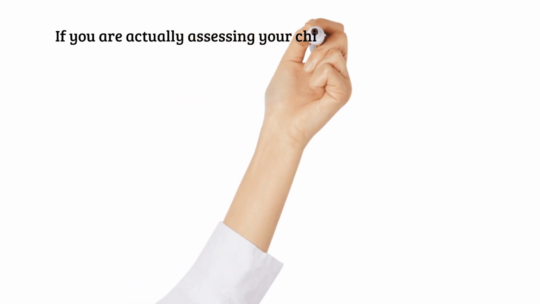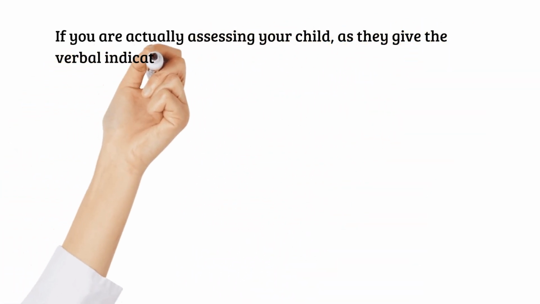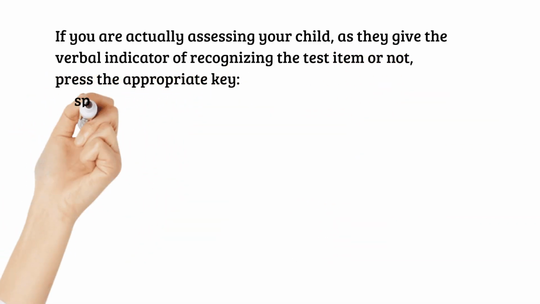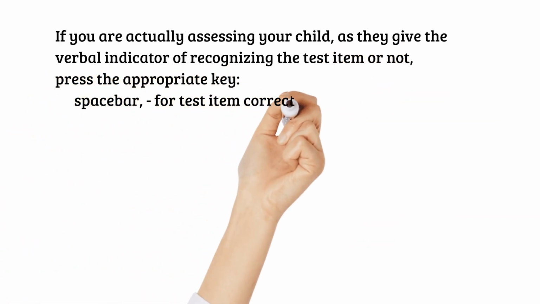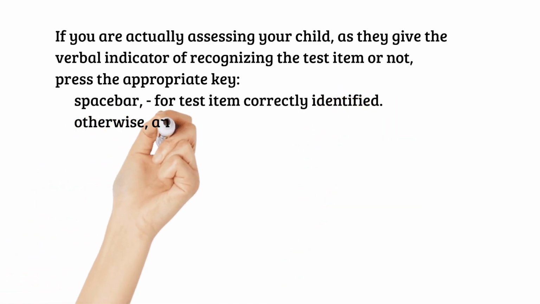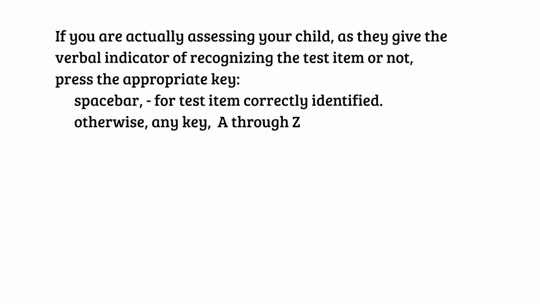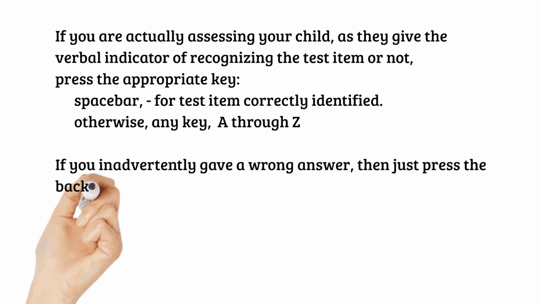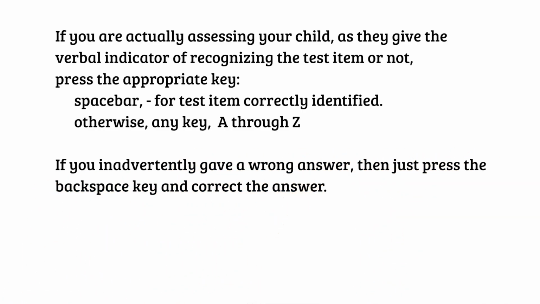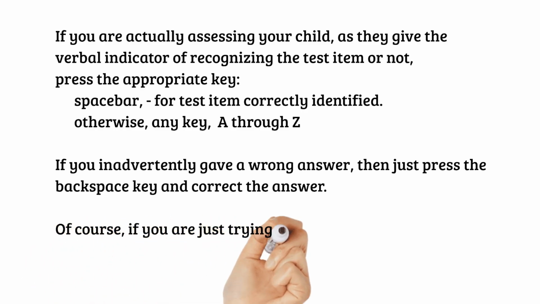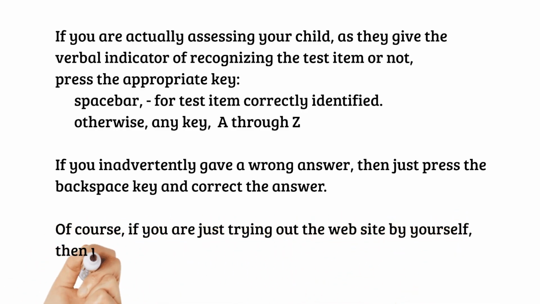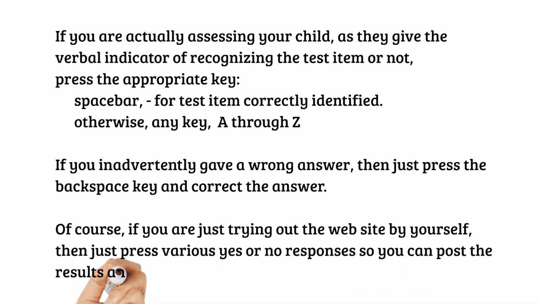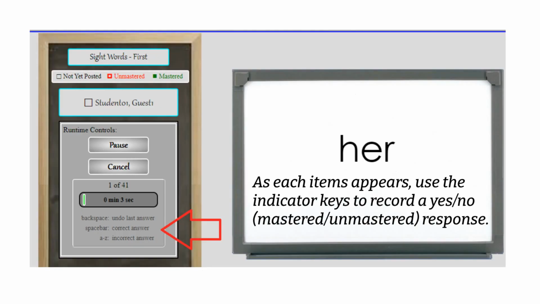If you are actually assessing your child, as they give the verbal indicator of recognizing the test item or not, press the appropriate key, spacebar, for test items correctly identified. Otherwise, any key, A through Z. If you inadvertently gave a wrong answer, then just press the backspace key and correct the answer. Of course, if you are just trying out the website by yourself, then just press various yes or no responses so you can post the results and then run the reports.